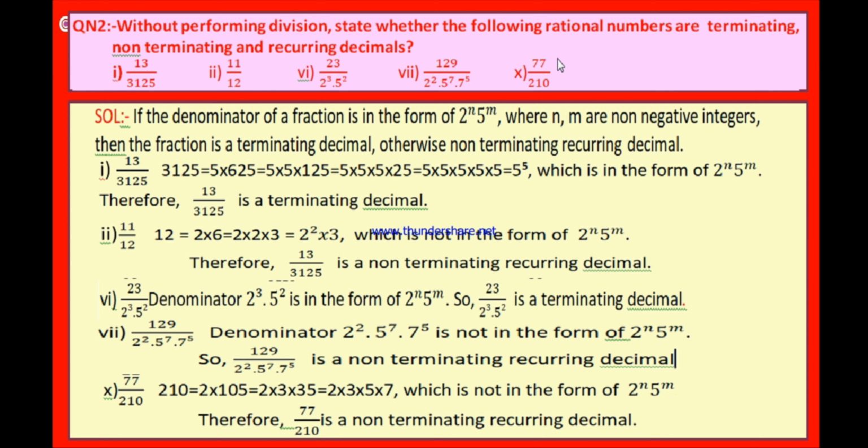And the 10th bit. 77 by 210. You can write 210 as 2 into 105, this 105 as 3 into 35, this 35 as 5 into 7. So 210 is 2 into 3 into 5 into 7. Besides 2 and 5, 3 and 7 are also factors. Therefore, the denominator is not in the form of 2 power n into 5 power m, so the given fraction is a non-terminating recurring decimal.